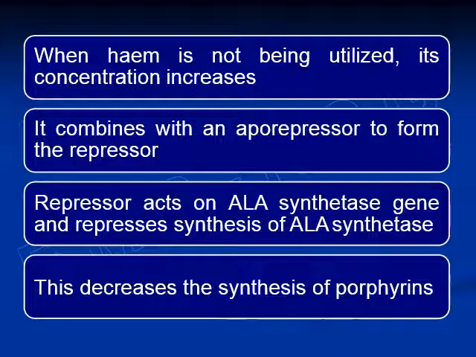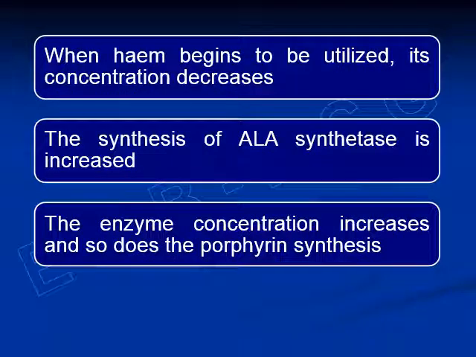Now as the concentration increases, it will combine with something known as an aporepressor and form something called a repressor. This repressor will act on the enzyme involved in the regulation called ALA synthetase, and thereby will prevent the synthesis of ALA synthetase. If we don't have a sufficient amount of ALA synthetase, this will lead to decreased synthesis of porphyrins. Similarly, when heme is utilized in the body and the concentration is decreased, the synthesis of ALA synthetase is increased. This will further increase the synthesis of porphyrin. So that's how the porphyrin synthesis is regulated.